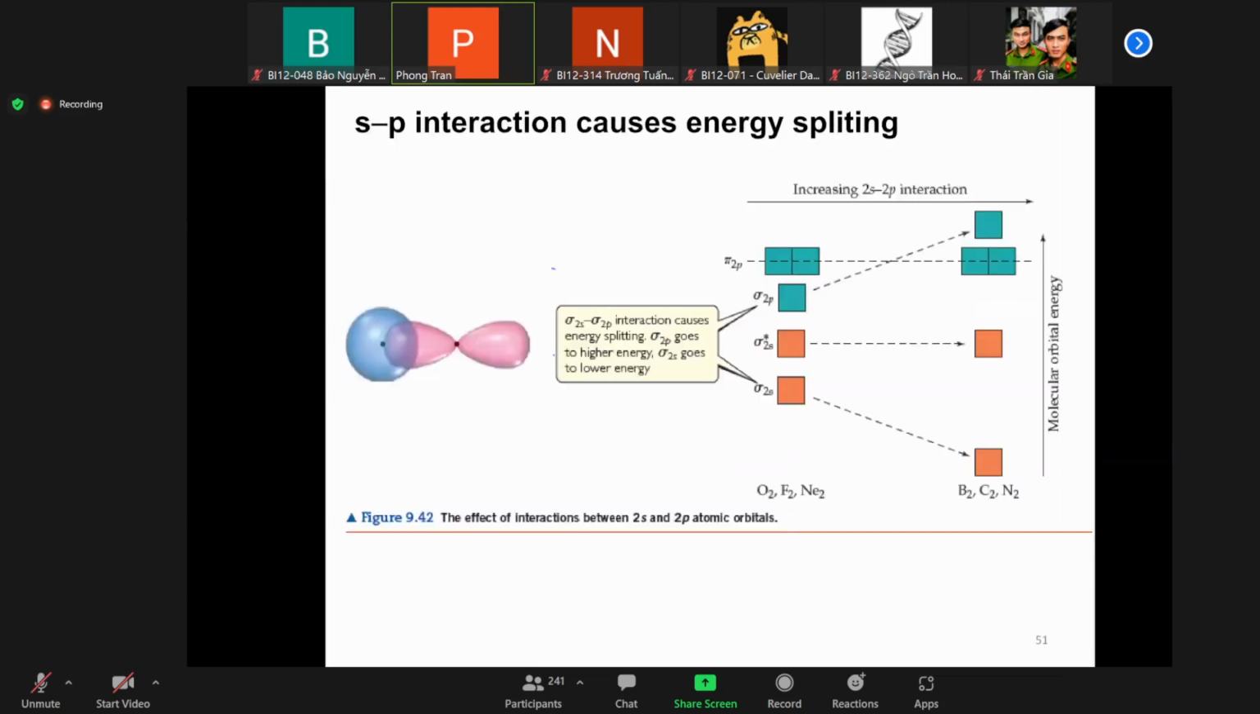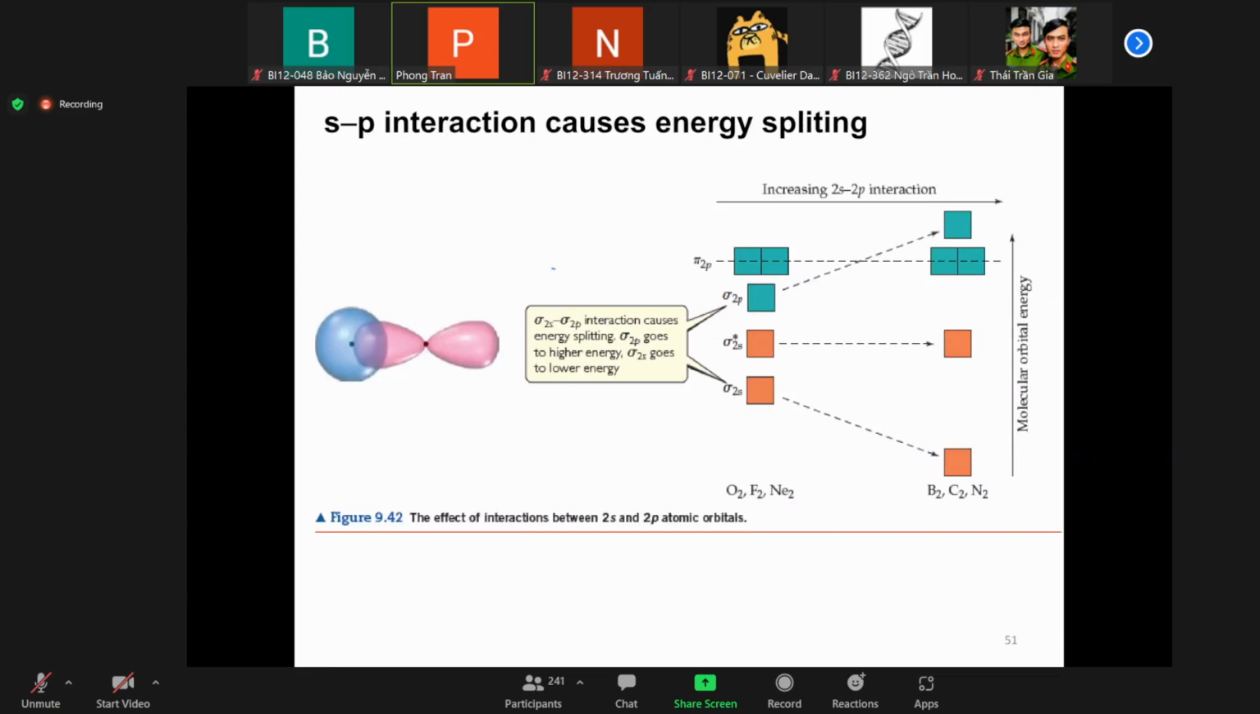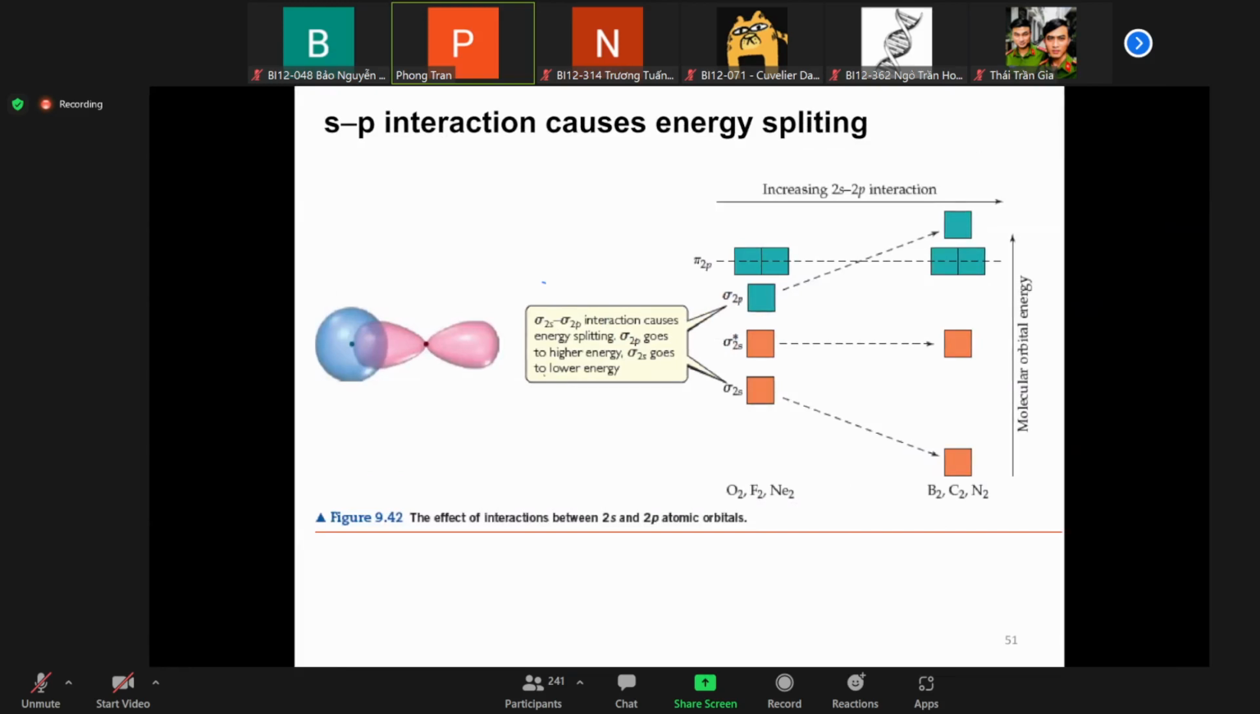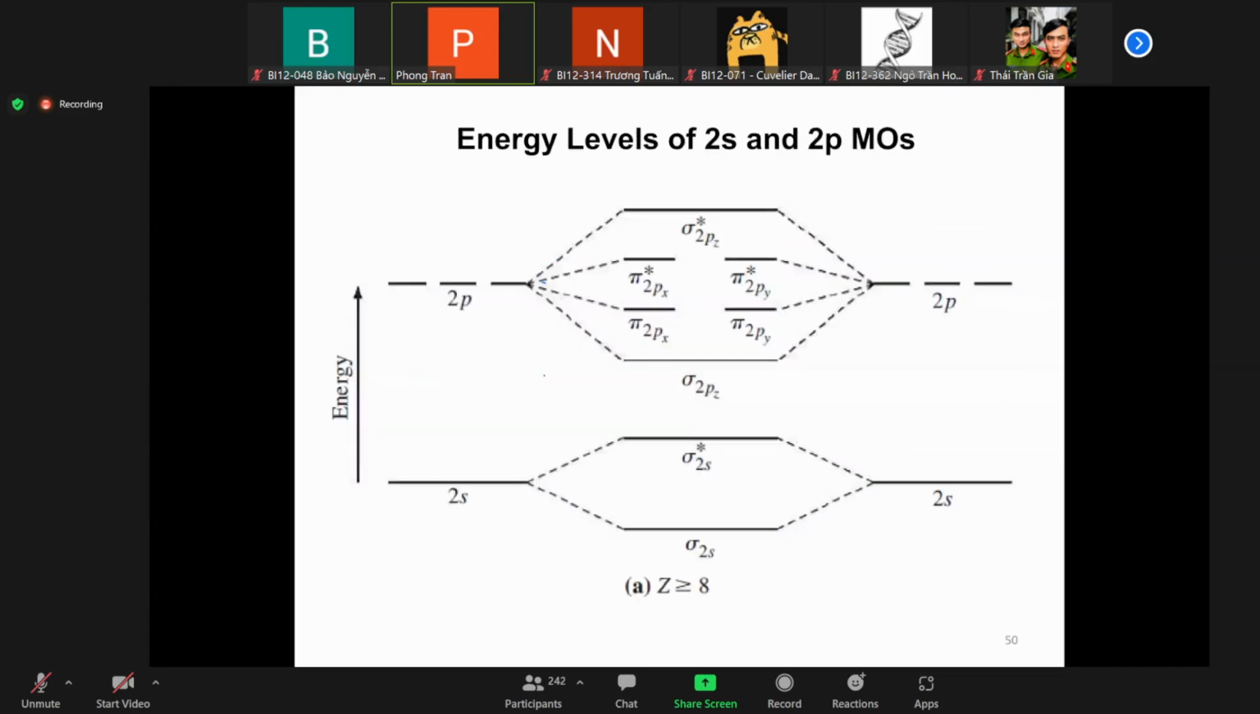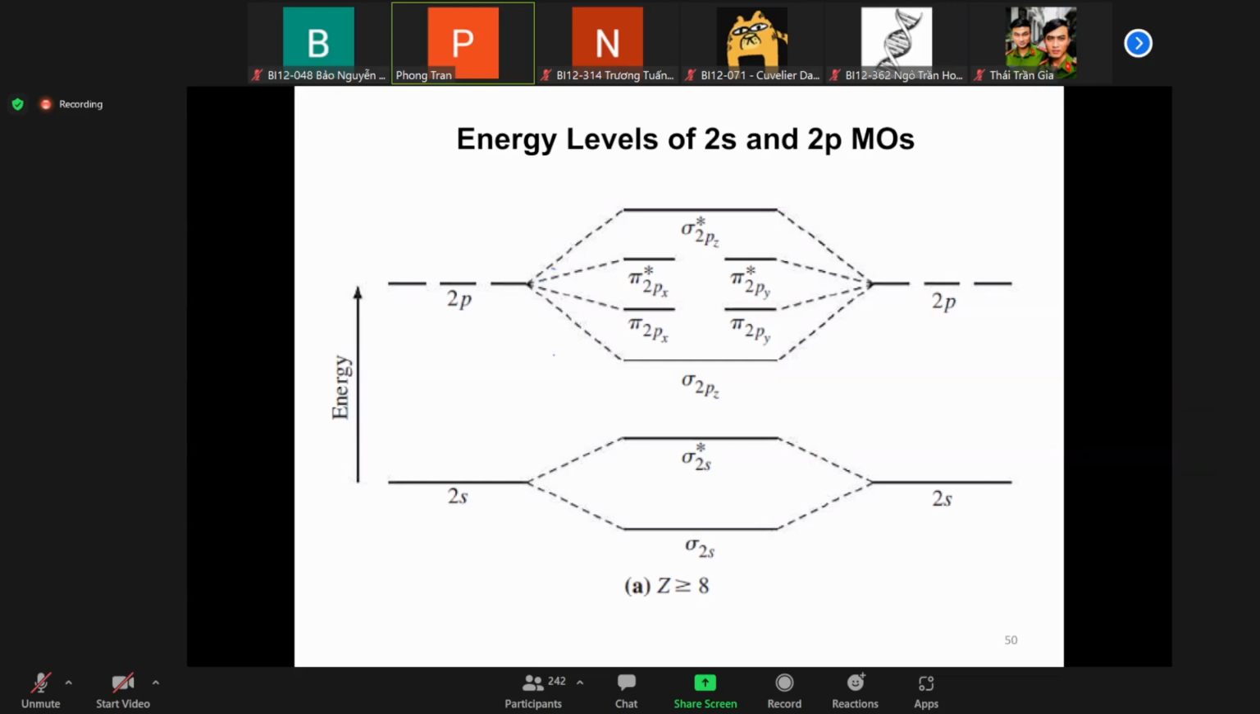Okay, important thing. This diagram is applicable for all the atoms which have atomic number over 8. So this diagram can be applied from the oxygen atom onward. For atoms with an atomic number smaller than 8, like nitrogen, we need to use a second standard diagram. The second diagram comes like this one.